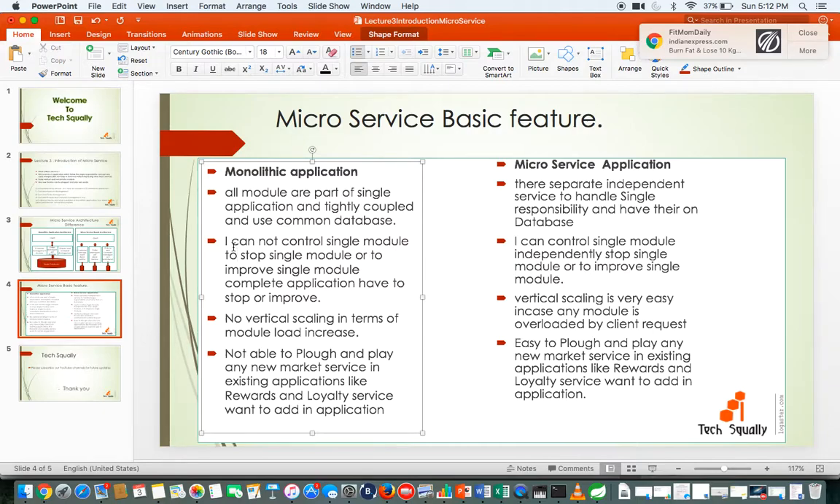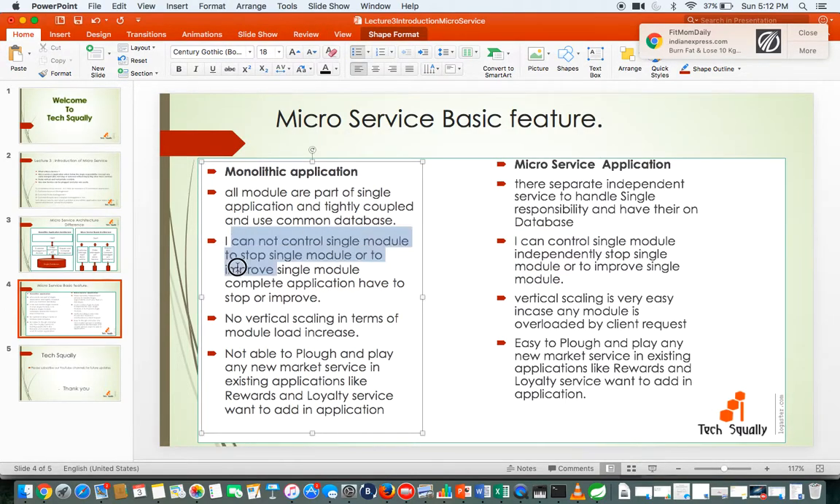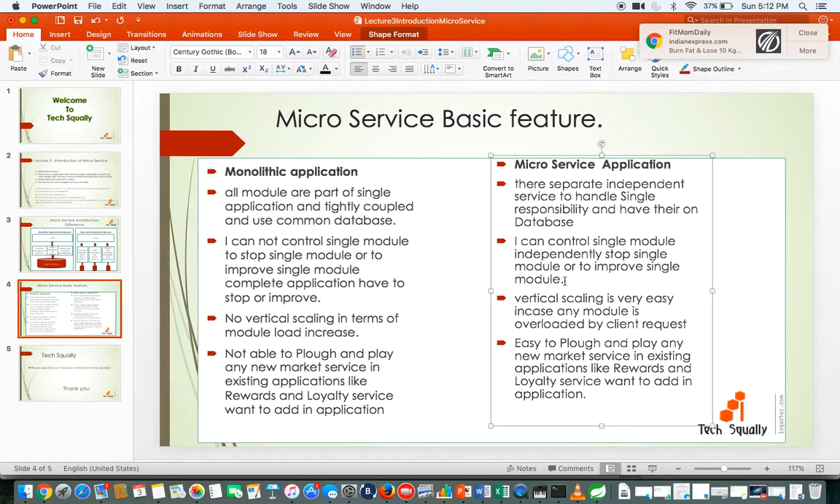Control over a module is very easy in a microservice. But in monolithic applications, control over a single module is very difficult. We cannot stop, start, or improve a single module. But in microservices, we can easily improve, stop, and start a single microservice.